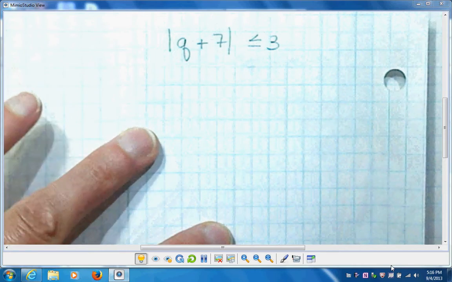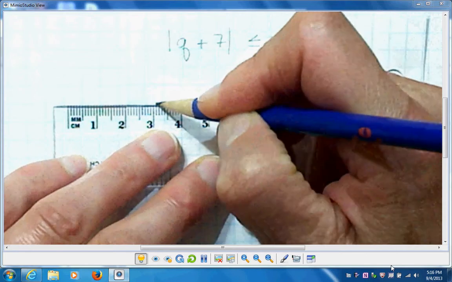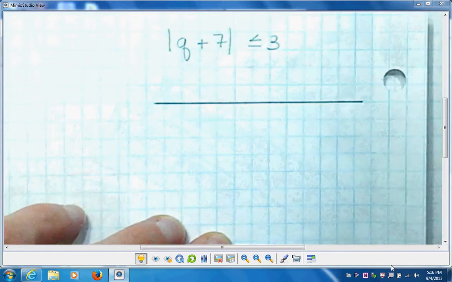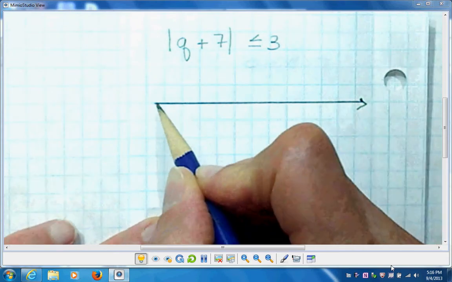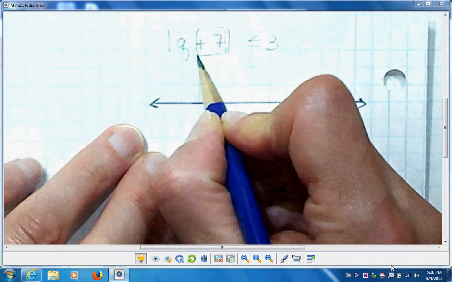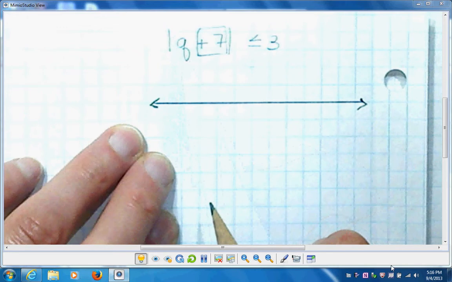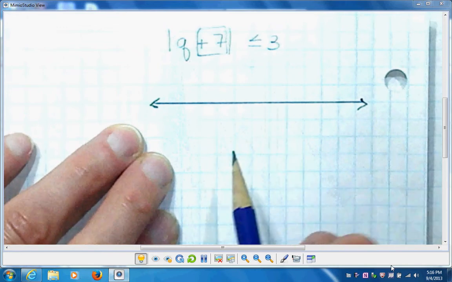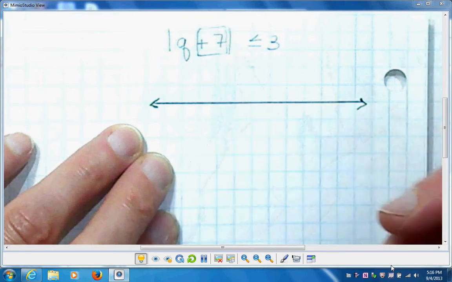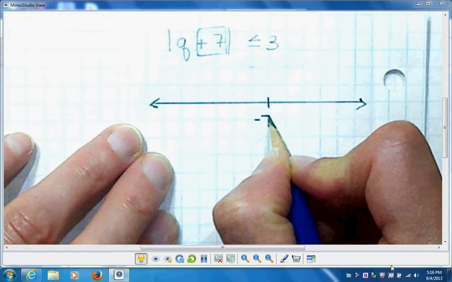So what I'm going to do is draw my number line, and I have to figure out what my center is. I know my center comes from here. I should point out that our coefficient here is 1. I don't have another number there, so it makes it easy for me to do this. So my center is opposite of what I see here, which would be negative 7. So my center is negative 7.